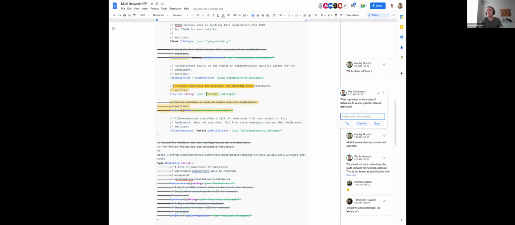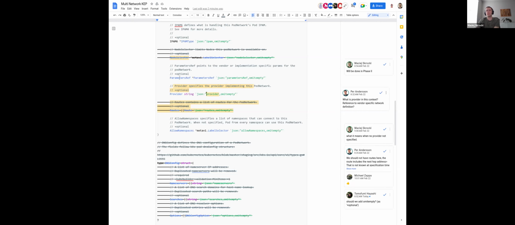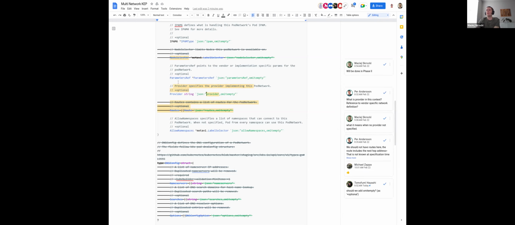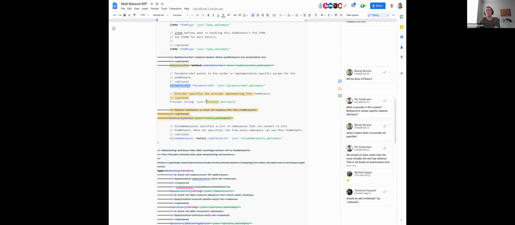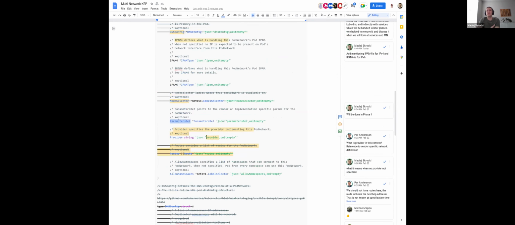That's what this field is for. Because otherwise, if we don't have this field, the only other way to differentiate would be through the parameters reference. But what if an implementation doesn't have one? What then? If there is no parameters reference introduced by the implementation, how would they differentiate between whether I handle this or not?